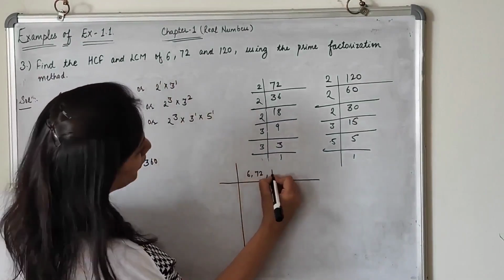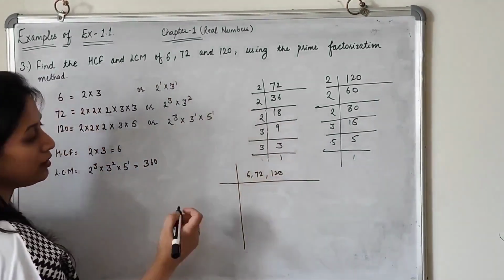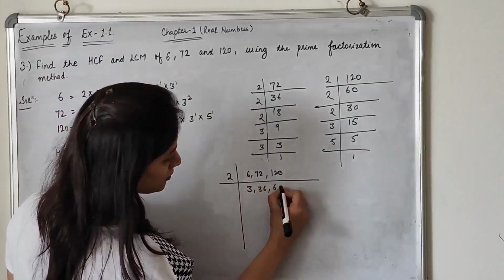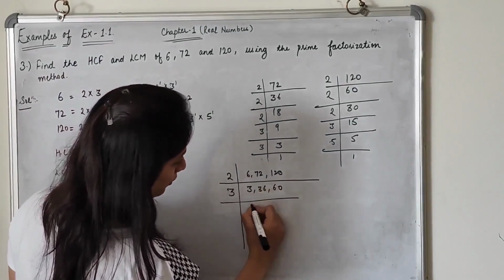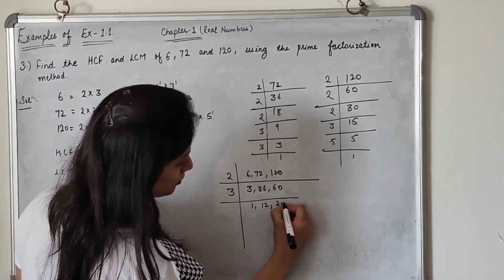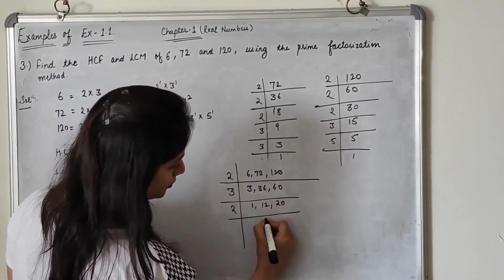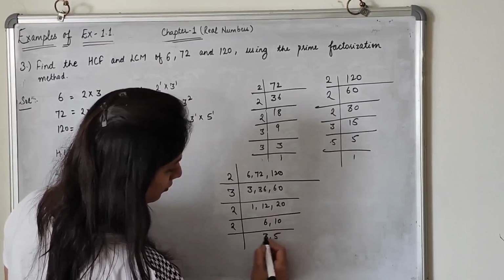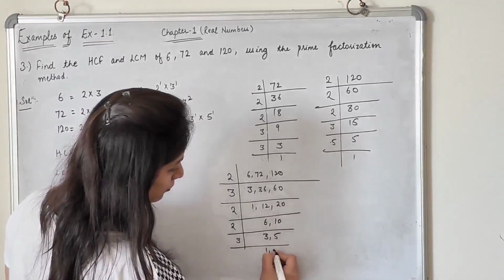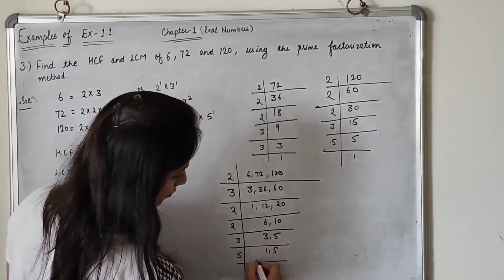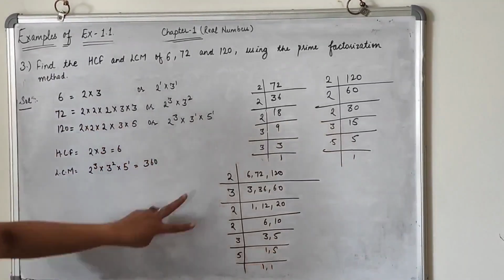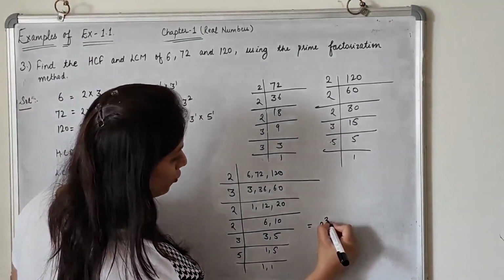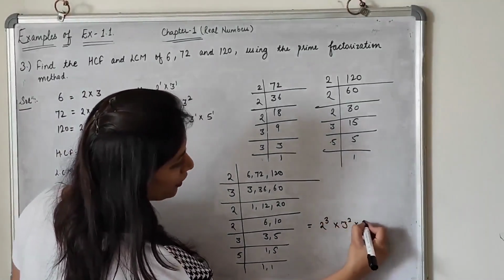6, 72 and 120 together. Fine. So what will be the answer? 2, 3, 6, 36, 60, 3, 1, 20, 2, 6, 10, 2, 3, 5, 3, 1, 5, 5, 1, 1. So what is the answer? Answer will be same. That is 2 cube 3 square 5 power 1.